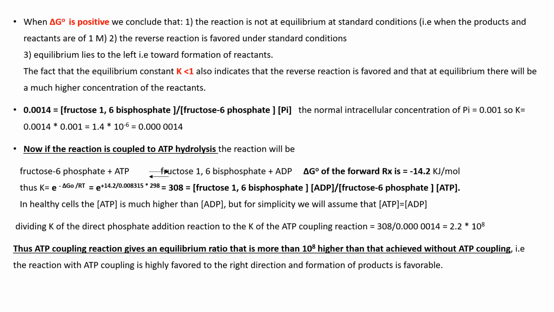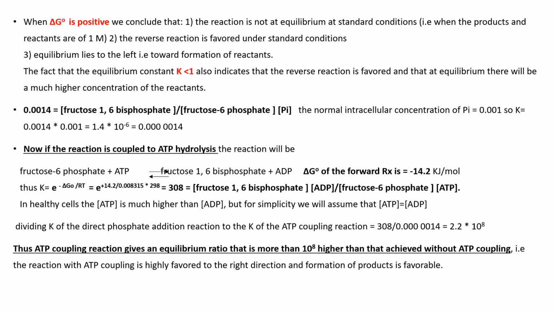This is another addition to the equation: the concentration of the inorganic phosphate in the intracellular environment is 0.001. So the equilibrium constant K will equal 0.0014 multiplied by the concentration of the inorganic phosphate, and this will give a much lower value, which means that the concentration of the products is so low.